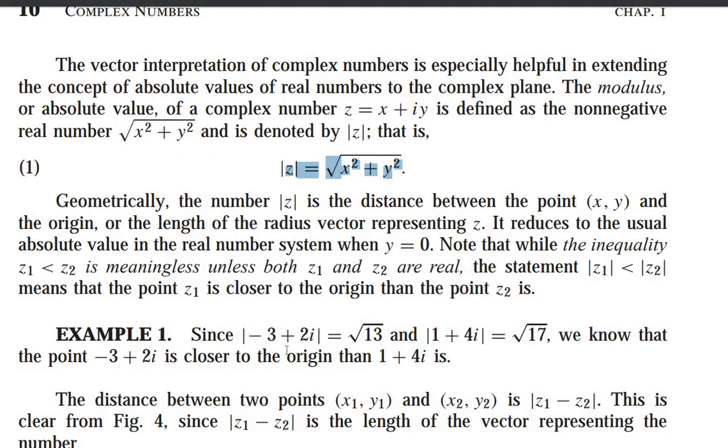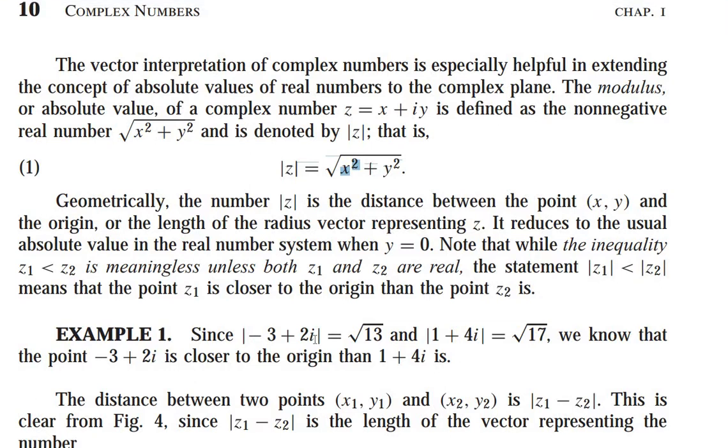In this example, the number is minus 3 plus 2 iota, and we want to take the mod of this number. First of all, we take the square of minus 3, that is 9. We do not include iota, since this is the imaginary part and we don't use the iota. After that we take the square of 2, which is 4. Adding both numbers 9 and 4, we get the square root of 13. This is the way we take the modulus.